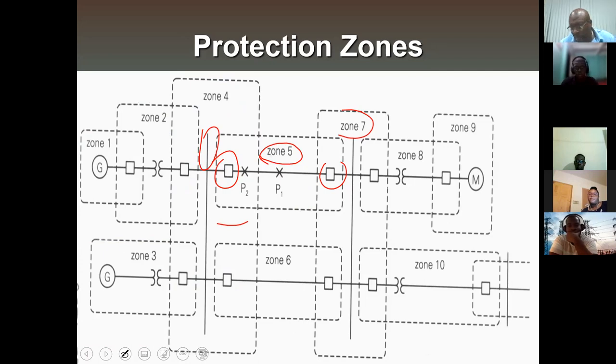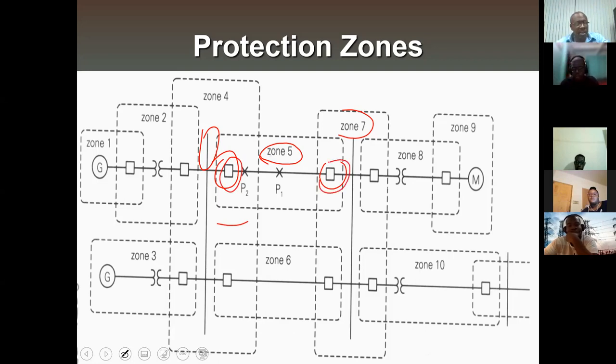So ideally, and if you go back to all those definitions that we gave you regarding protection, ideally you want to be able to sectionalize your system. Yeah? You want to remove the smallest possible part of the network, the smallest possible section of the network. So if you have fault P1, ideally you would want these two breakers to trip.